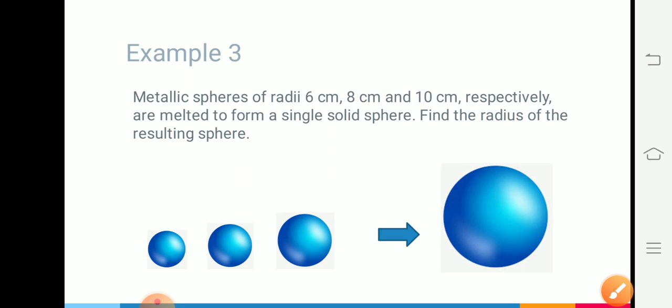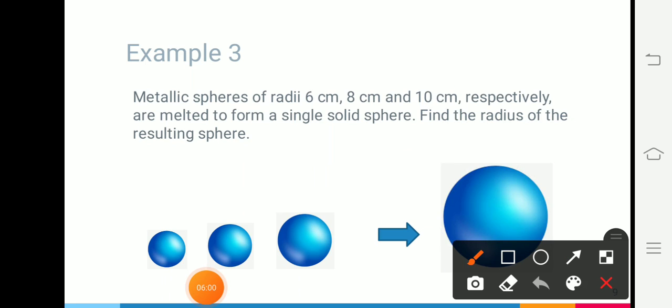This is the next example. Metallic spheres of radii 6 centimeters, 8 centimeters and 10 centimeters respectively are melted to form a single solid sphere. Find the radius of the resulting sphere. So these are three metallic spheres. You can see 1, 2 and 3 are metallic spheres. All the three are melted and you form a big sphere. You need to find out the radius of this big sphere.